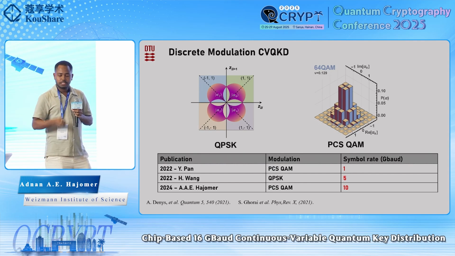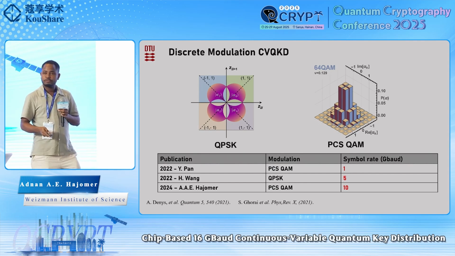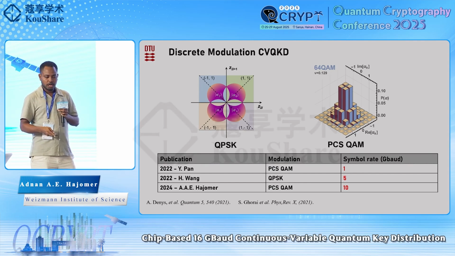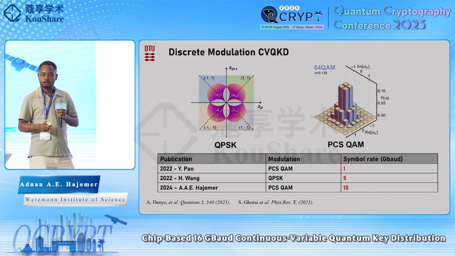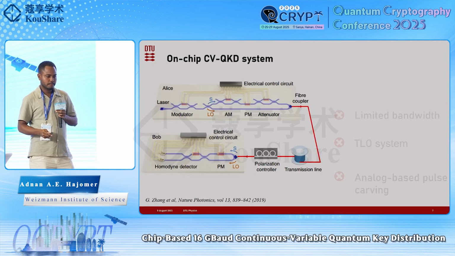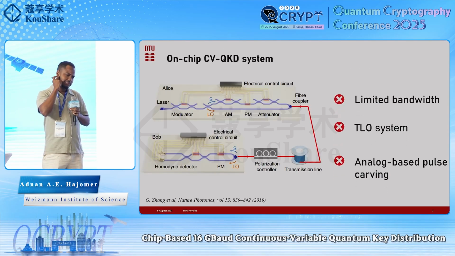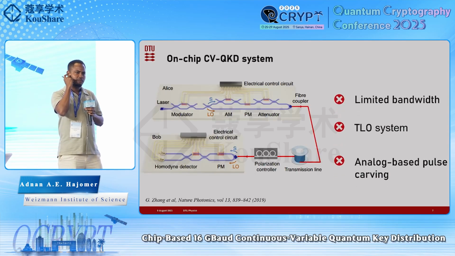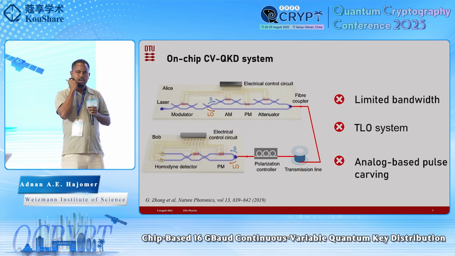Based on that, there is a significant improvement in terms of the speed of the system. And in recent years, we demonstrated a system using probabilistic constellation shaping that can operate at 10 GBaud. So let's look at the third advantage, the compatibility with photonic integration.